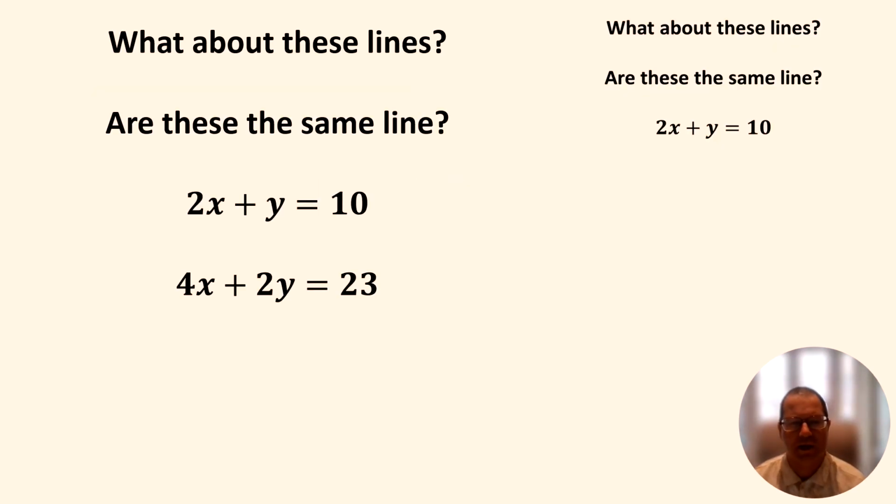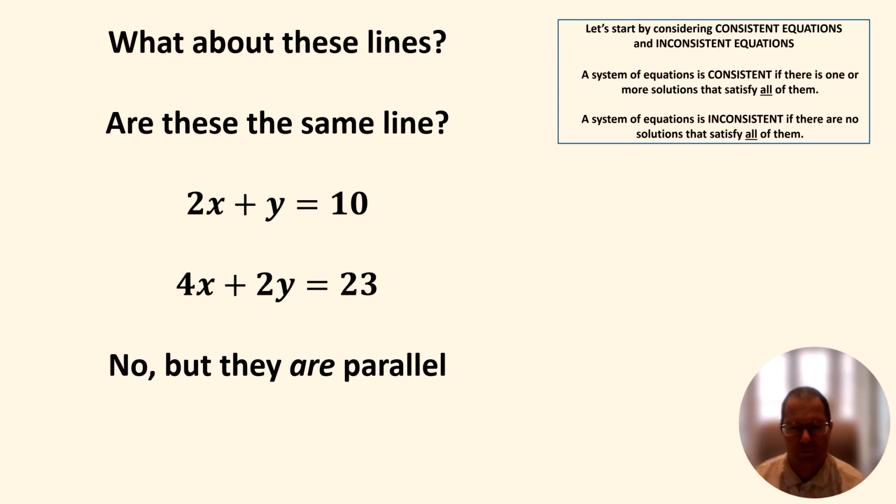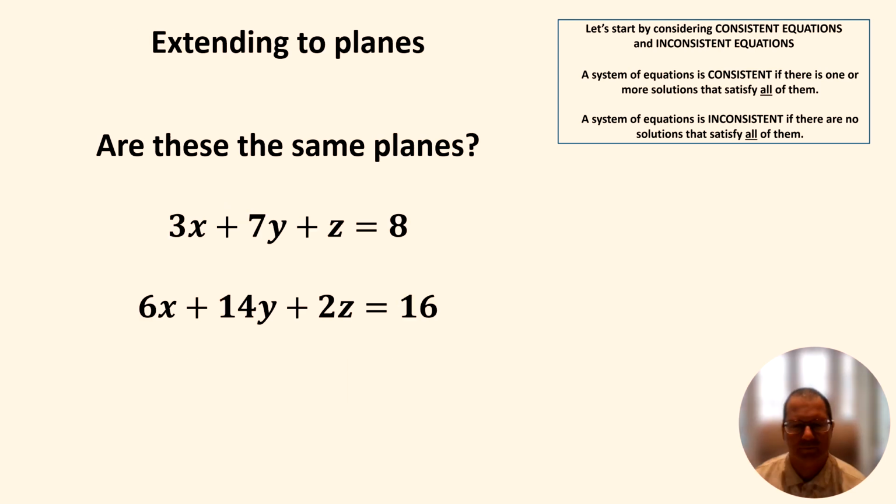And what about these 2 lines? 2x plus y equals 10 and 4x plus 2y is equal to 23. Well, they're not the same line. If you double the first one, you get 4x plus 2y equals 20. So they're equal to different things, but they are parallel. They've got the same gradient, but they can have different y-intercepts.